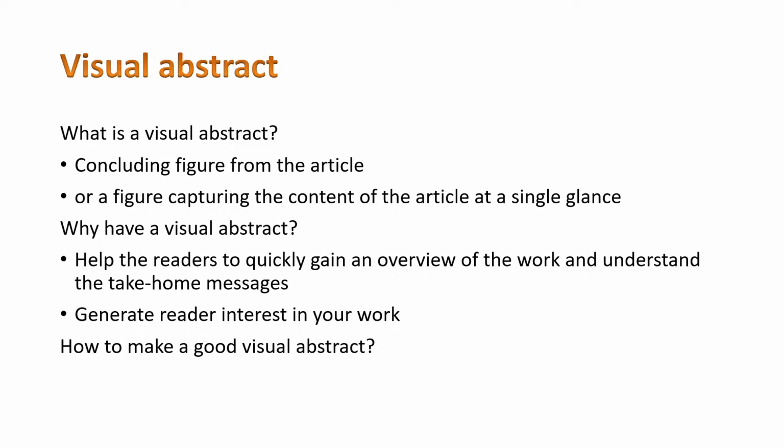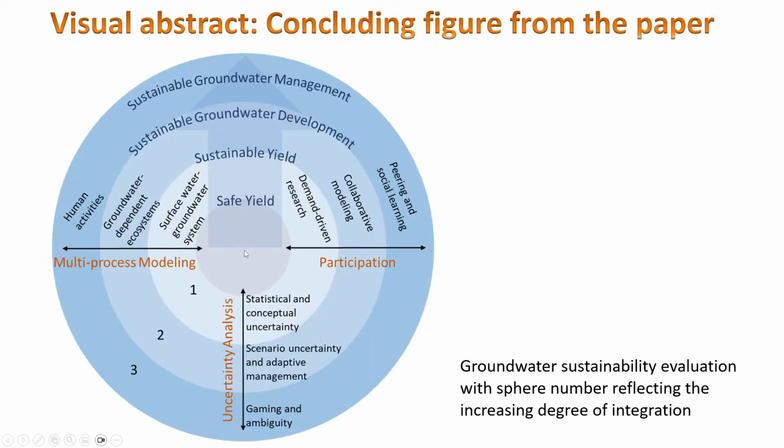The main idea is that you provide a good visual summary, so that when the reader looks at it, he will understand something, he will appreciate your work, and he will have interest to read your work, or he understands your main take-home of this work. So this is an example of a visual abstract, a concluding figure from a paper.